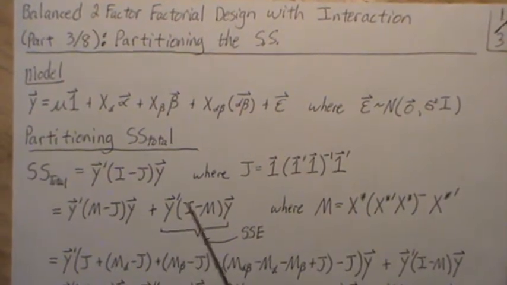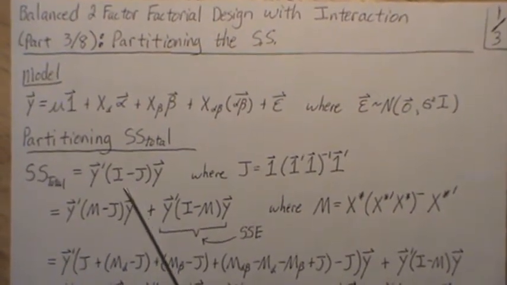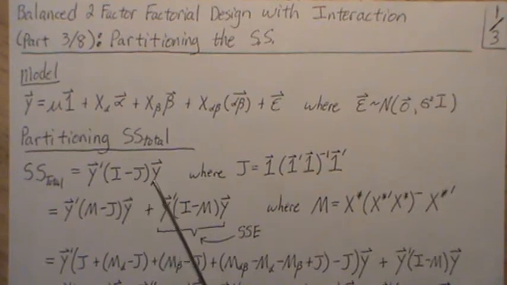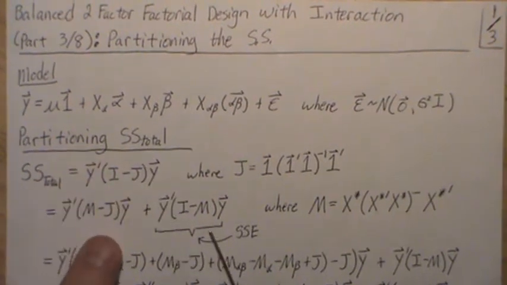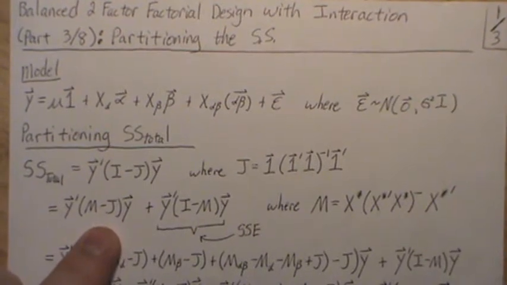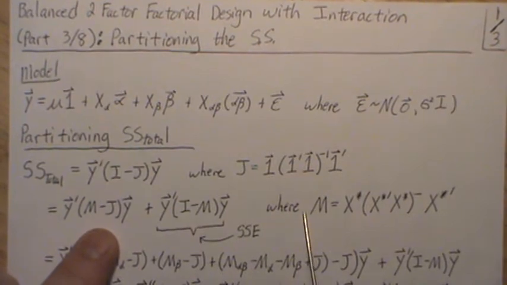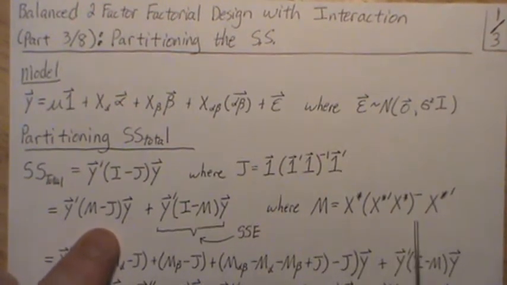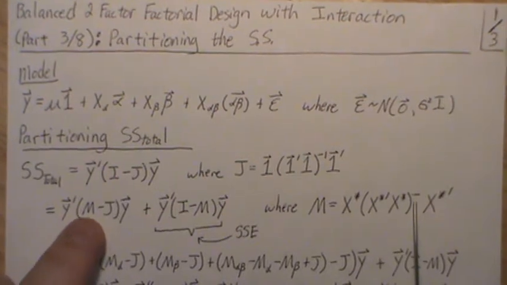Now, partitioning the sum of squares, the total sum of squares in matrix form is this: Y transpose (I minus J) Y, where J is the perpendicular projection matrix onto the column space of 1s. Now, if we add a well-chosen 0 here, so we add M and subtract M, and then multiply the Y's in, we get this. Now, we're done with the sum of squared error. It's always I minus M, where M is the perpendicular projection matrix onto the entire column space. That's a generalized inverse, but it's M.